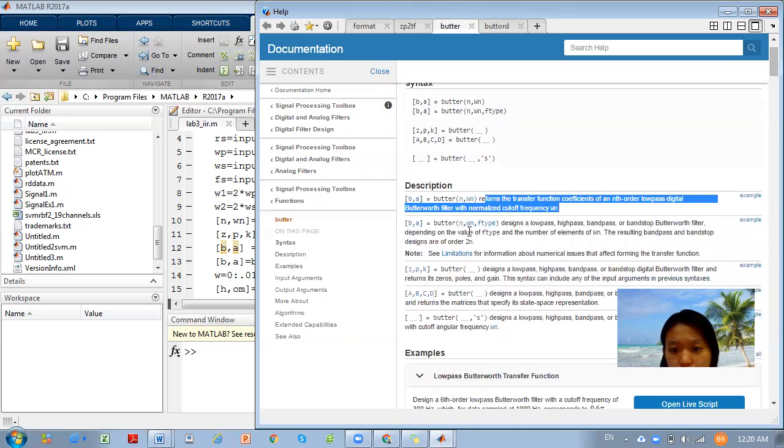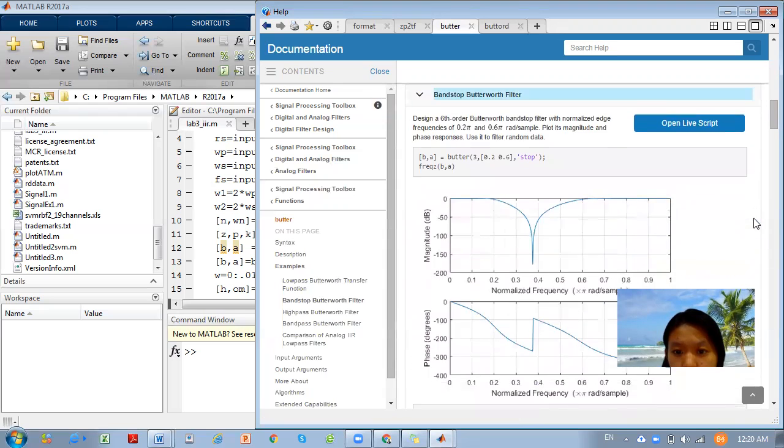Okay. For example, if you want to change your type, if you didn't mention it here, your type will be a low pass. If you mention a type, then you put something inside here. So what can you put inside? You can put high pass, band pass, or band stop. Okay, example. We can go to example.